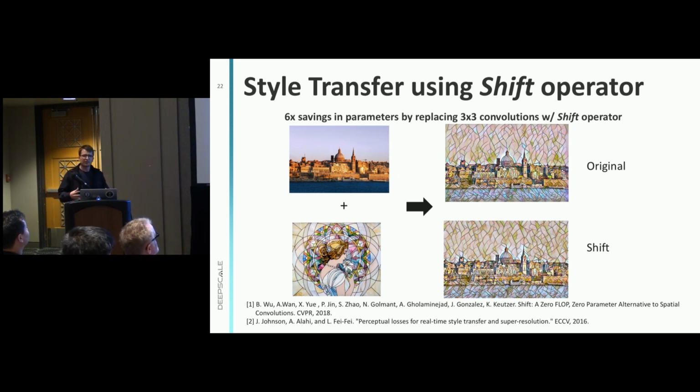Small neural nets can be used for a variety of things, including art. So in style transfer, the top result is from this initial paper on style transfer by Justin Johnson and co. at Stanford. But by injecting the shift operator into the original VGG net that was trained for style transfer and building a net with shift, Bichen Wu and co. were able to save a factor of 6 in parameters and still produce similarly pretty neural art.